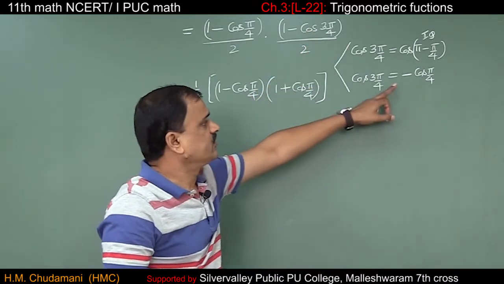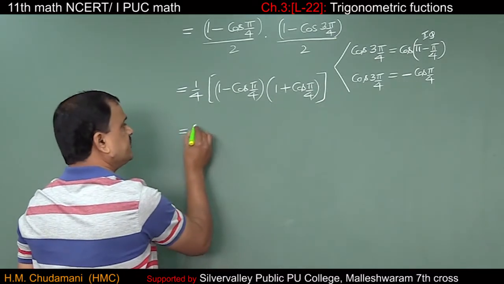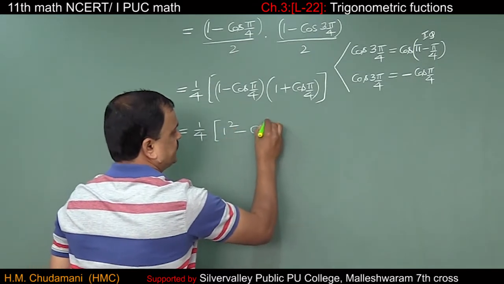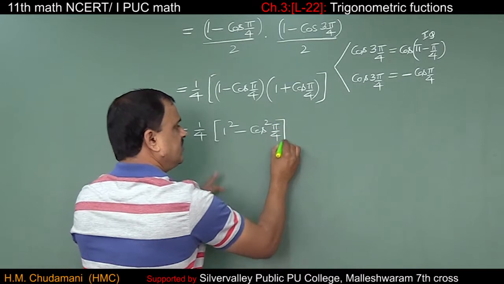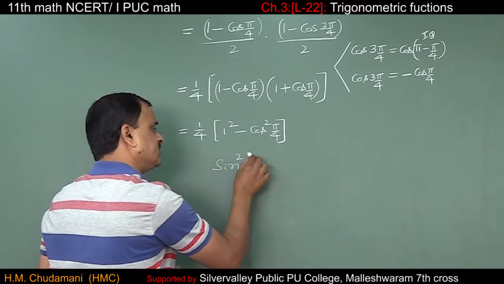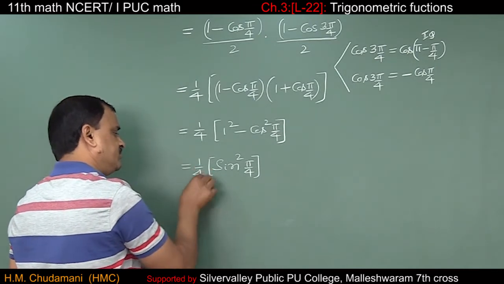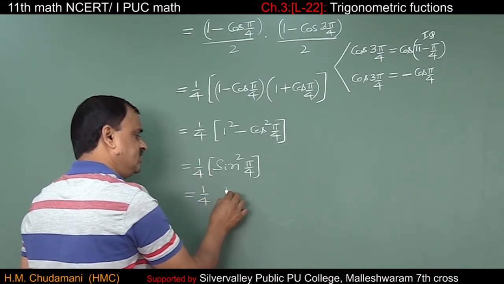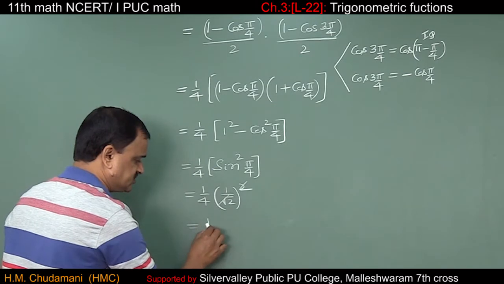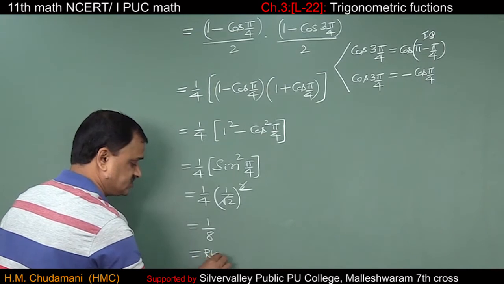Cos 3 pi by 4 is minus cos pi by 4, minus of minus plus. Again this is of the form a plus b into a minus b, a square minus b square. 1 minus cos square pi by 4 is nothing but 1 minus cos square theta is sine square theta, into 1 by 4. So sine pi by 4, sine 45 degree is 1 by root 2 the whole square. The square and the square root get cancelled. 1 by 8, 4 into 2. That is what we want on the RHS.